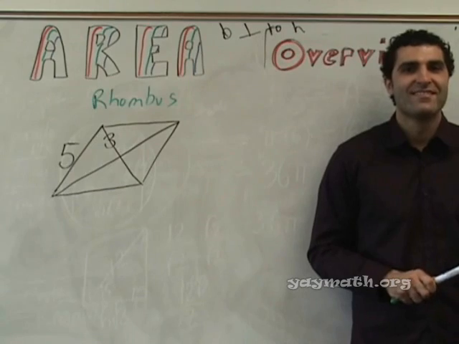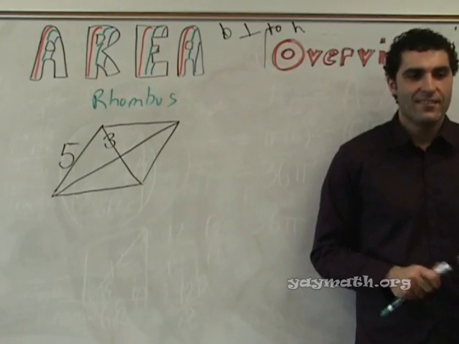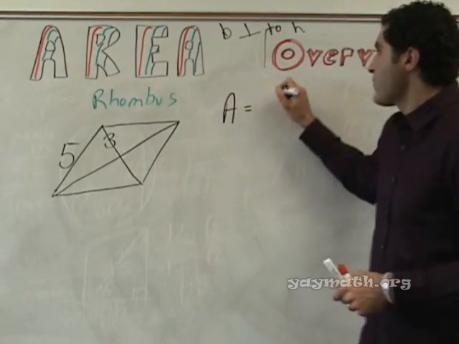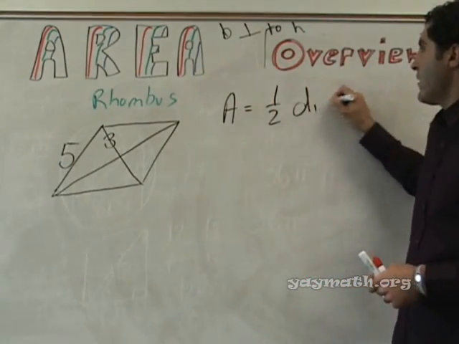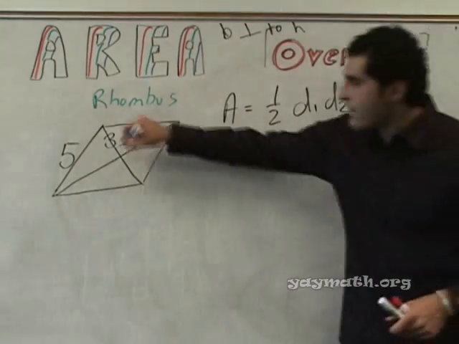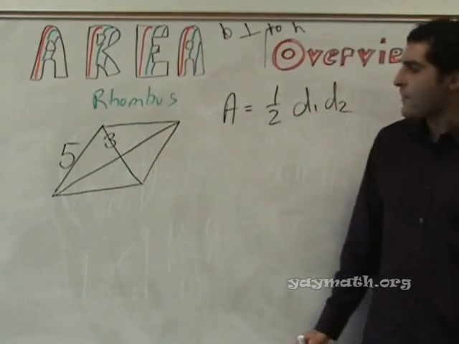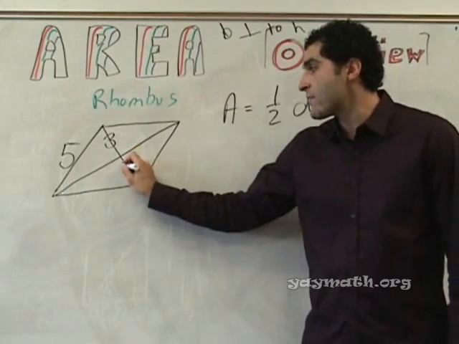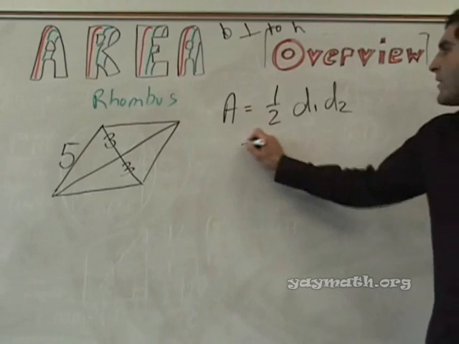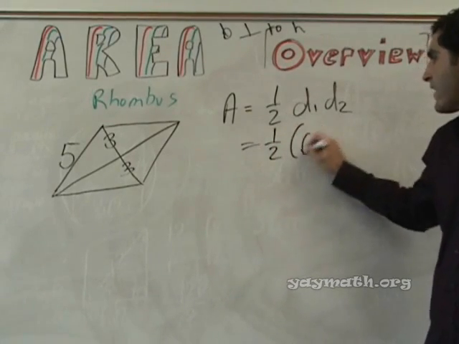Okay, the formula that's D1 times D2. Let's do it. Area equals 1/2 D1 D2. Okay, so we need D1. Let's call that the short one. In a rhombus, this is 6. Do we know that this is 3 also? Yes. Diagonals are bisected by each other, so we can do 1/2 of 6.